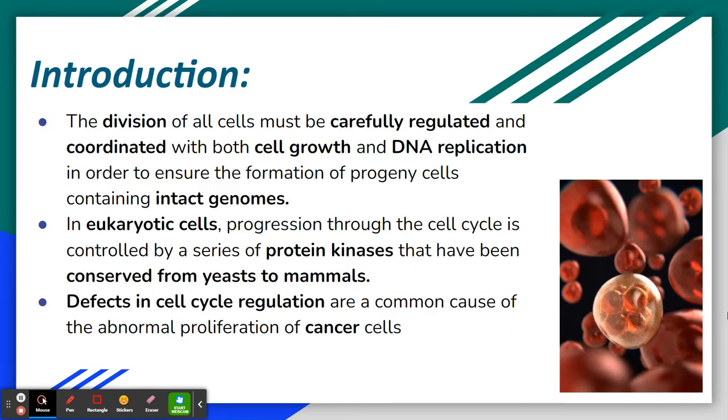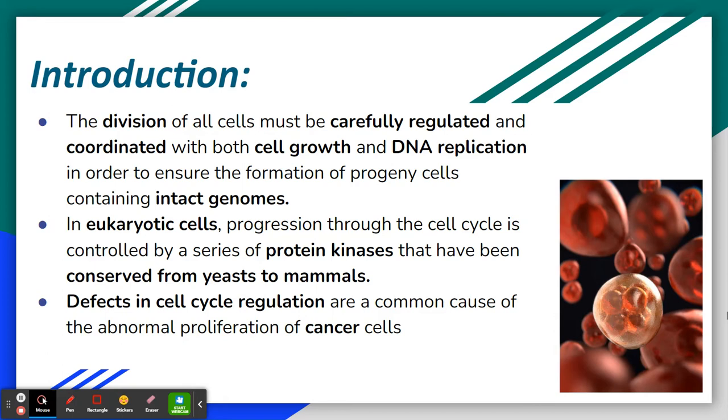In the previous video, we learned about the different phases of the cell cycle, and these phases must be carefully regulated and coordinated with both cell growth and DNA replication in order to ensure the formation of progeny cells containing intact genomes. In eukaryotic cells, the progression through the cell cycle is controlled by a series of protein kinases that have been conserved from yeast to mammals.